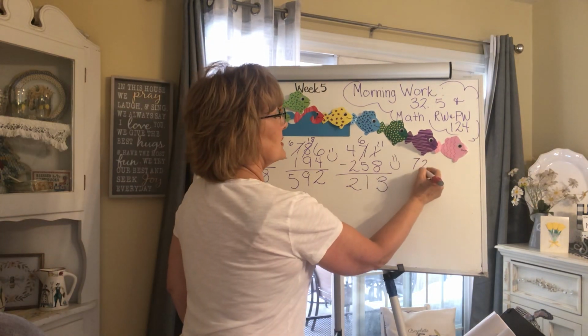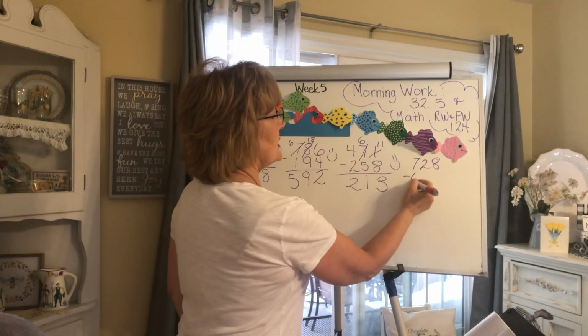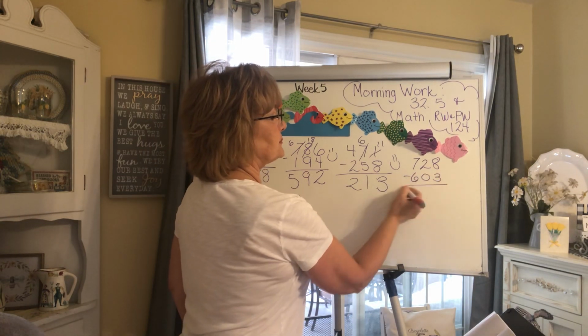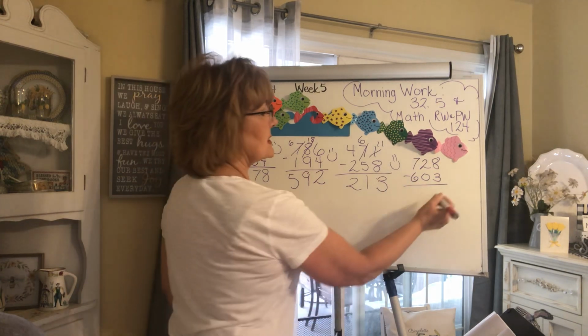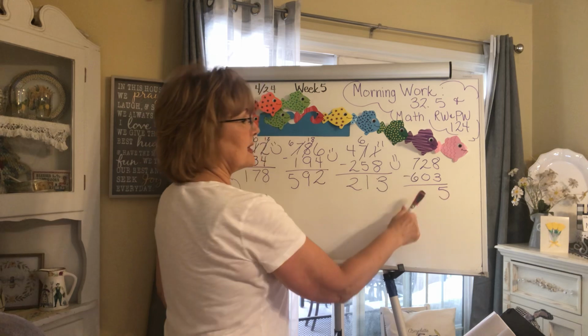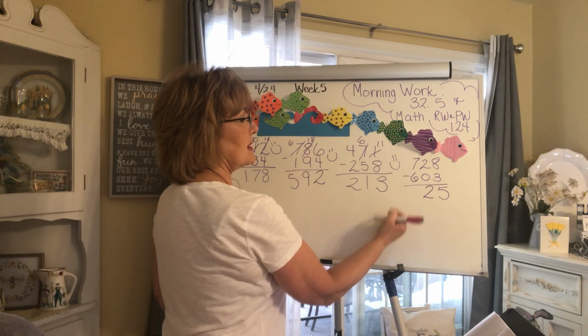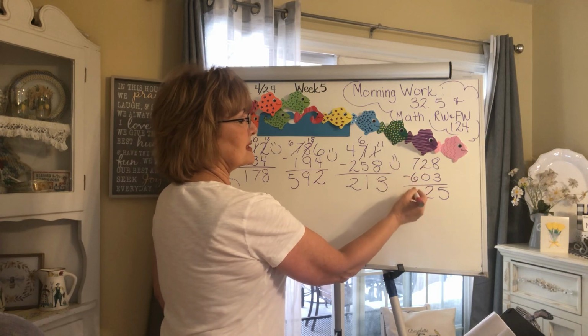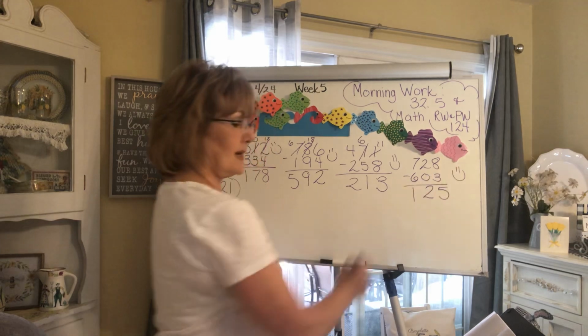And then you've got 728 minus 603. 3 is less than 8, so you're able to subtract. That was 5. 0 is less than 2, so you're taking nothing. And 7 take away 6 is everything except for 1. Okay, see how you did.